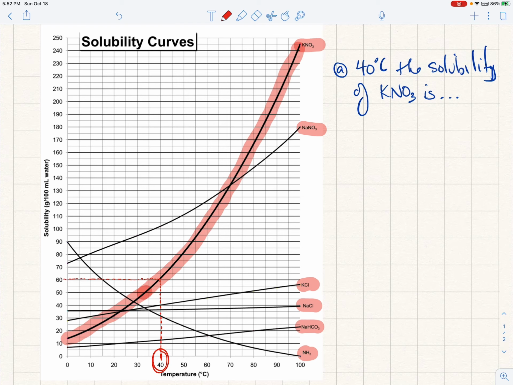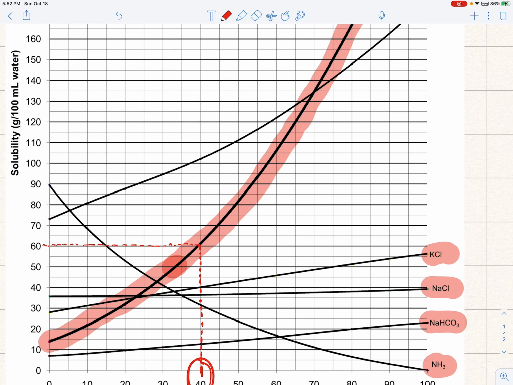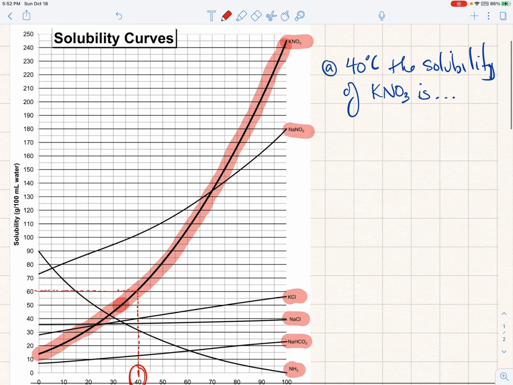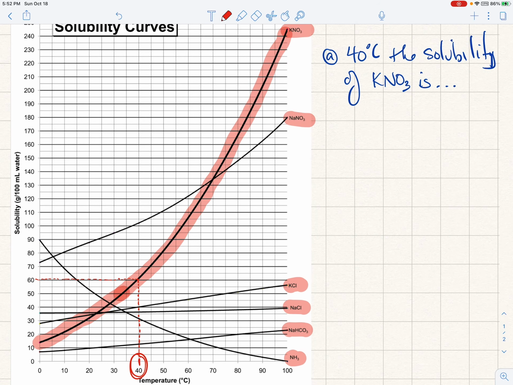Now, be careful in estimating. People that do it quickly will make little mistakes. So the solubility here looks to be very close to 60 grams per 100 mils. But if I'm looking very closely, I'm going to say it's actually a little bit above 60. So notice there's 60 and 70 on the y-axis. The little line in the middle is 65. So this is between 60 and 65. It's very close to 60. Probably 61 would be the best answer. So the solubility of the potassium nitrate is 61 grams per 100 milliliters of water.